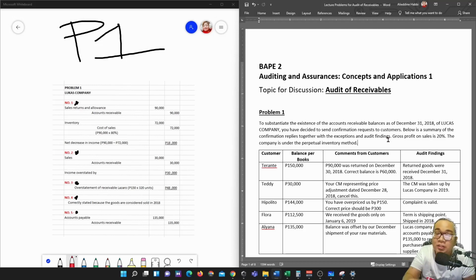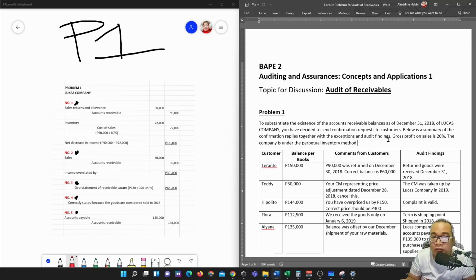O yun, confirmation, kino-confirm mo. Ngayon, kung sabi ni customer, yes, 150 ang utang ko kay Lucas Company, kay client mo. Okay, goods. Pero pag sabi ni customer, wait, ano 150? Pagkakalala ko is 100,000 lang ang utang ko sa kanya doon. Doon ka na mag-set up, yeah? Isipin mo, okay, may issue ata dito.